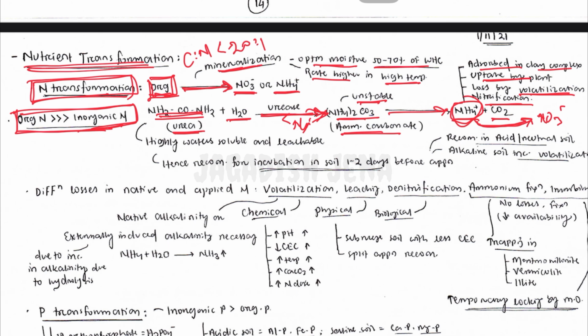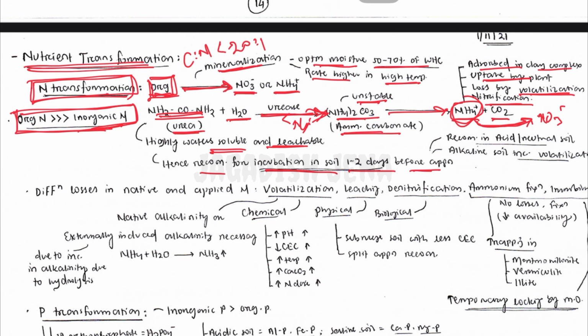Urea is highly water soluble and leachable, so you have to be very careful about urea application. Hence it is recommended to incubate it in soil for 1 to 2 days before application. That means do not apply the urea directly in the soil. Just take some FYM or soil, then incubate the urea that you need to apply.